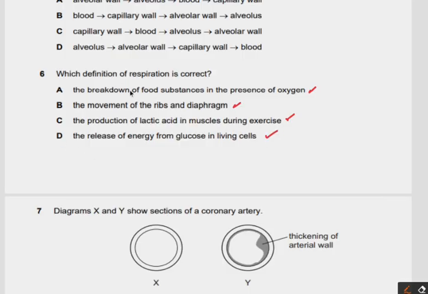For respiration, mostly we focus on the release of energy from glucose in living cells. All these others follow once energy is released. Imagine if there is no energy. Is there going to be the movement of ribs or the diaphragm? There will be no movement. So this one is very, very important to know. And the one for lactic acid is present when there is absence of oxygen, so that one is not considered part of the answer. So the answer is D.